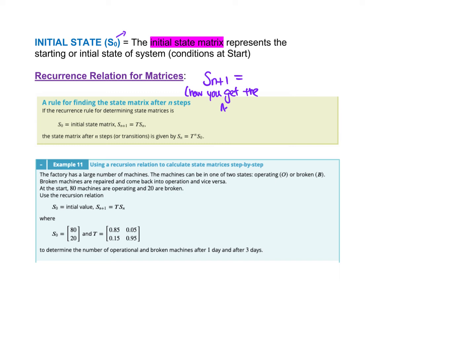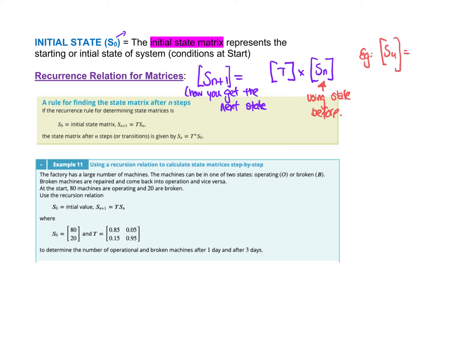And so how we get the next state is, we get the transition and we times it by the state before. And this one means using the state before. So what that means is, say for an example, I wanted to find what happened in state 4. So that would be, say, week 4.